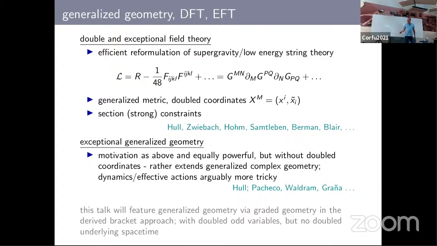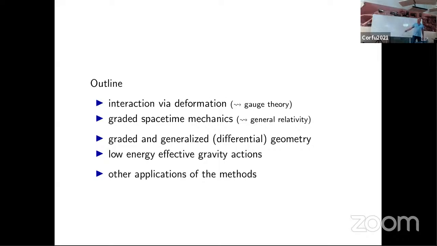All right, so my talk will feature a graded geometry approach to generalized geometry using derived brackets. And I will also use something like a deformation approach to introduce interactions. That's a quick outline. So I'll start by explaining what I mean by this interaction via deformation and how we're going to use it. It's pretty well known how to do it in gauge theory. I want to show you how to do it in general relativity. In general relativity, you will need to do this in a graded setting. Then I will move on to a setting that we can use to get low energy effective gravity actions in generalized differential geometry. And time permitting, I will tell you some other applications of the same methods.